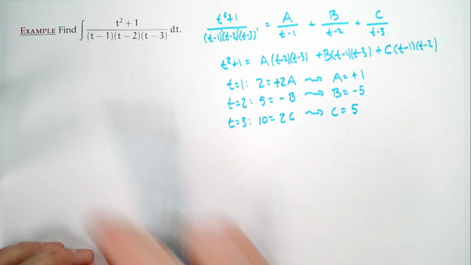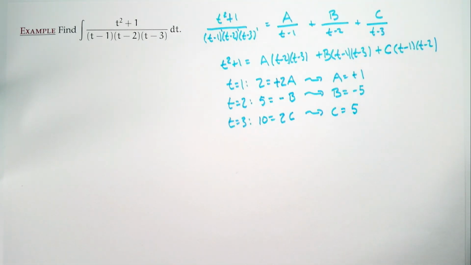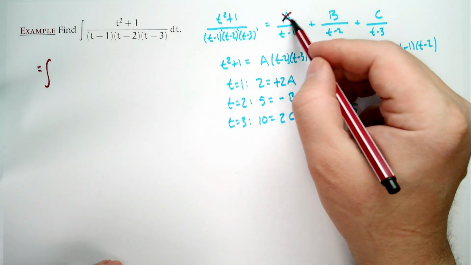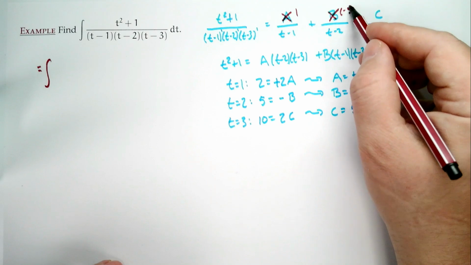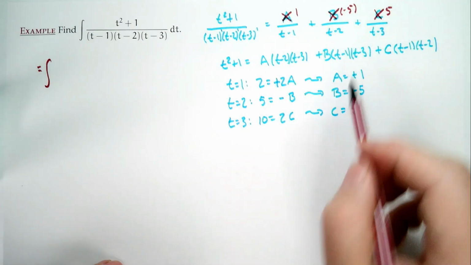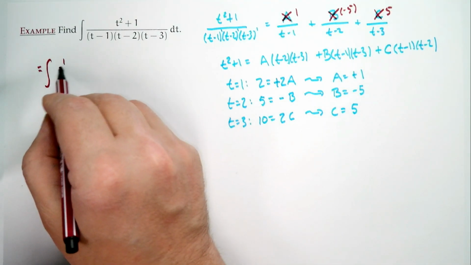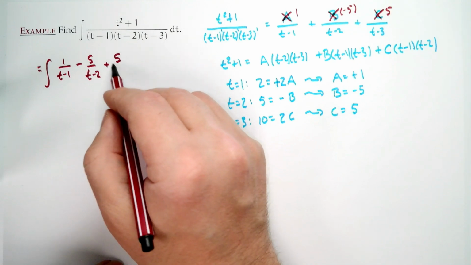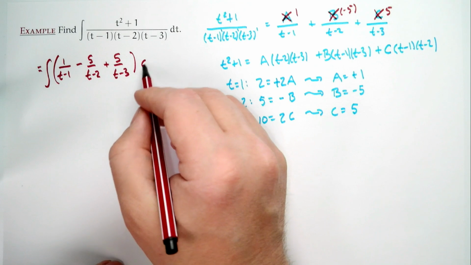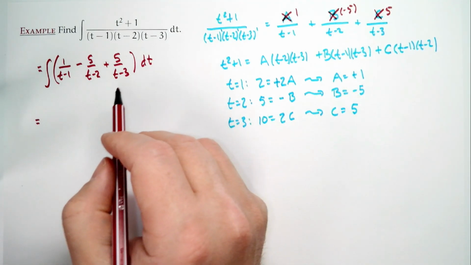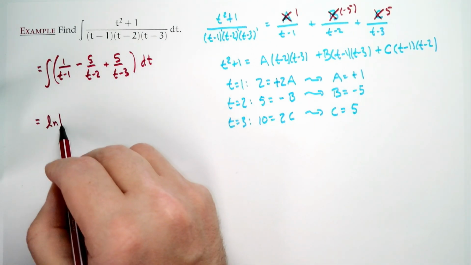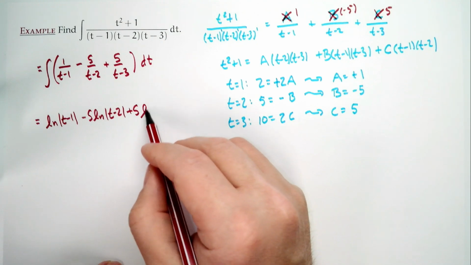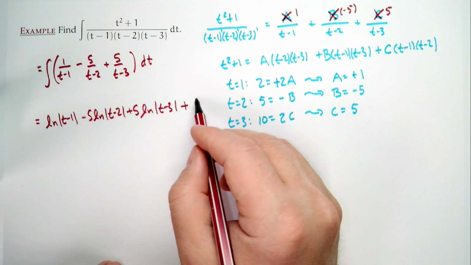So, coming back here, we're ready to do the integral, because now we have our way to pull it apart. So this says that we can write this as the integral of, a is plus 1, b is minus 5, and c is plus 5. So I don't remember which coefficient goes with which piece: 1 over t minus 1 minus 5 over t minus 2 plus 5 over t minus 3, dt. So we now can integrate each piece. Each one of these will be a log piece. So we get log of t minus 1 minus 5 log of t minus 2 plus 5 log of t minus 3. And because we want credit, plus c.